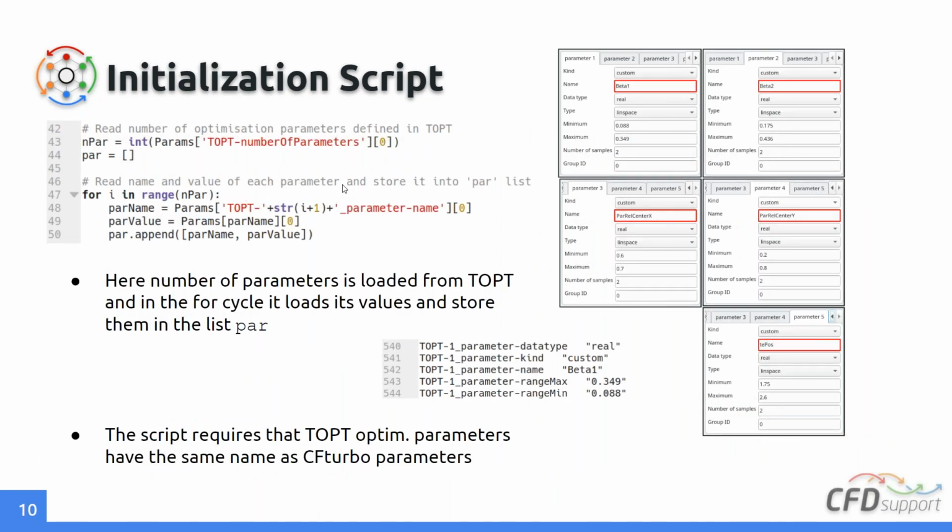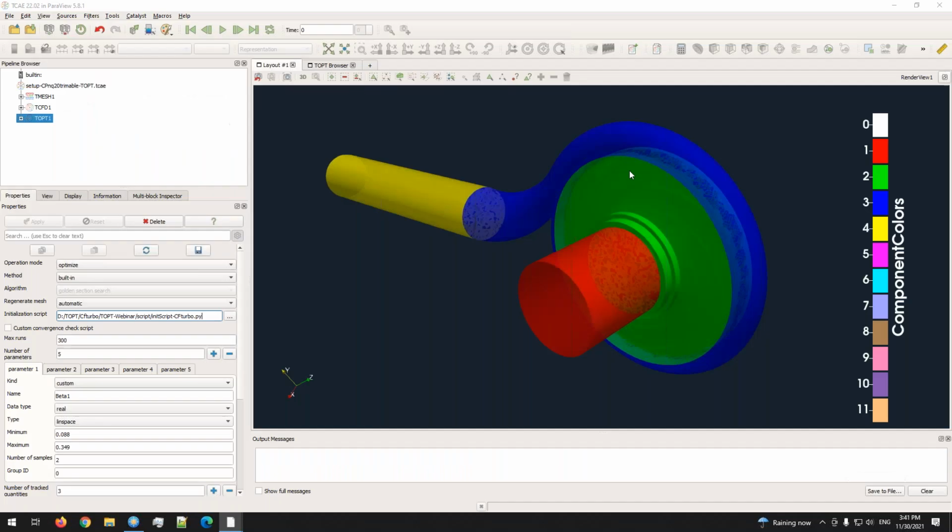All right, so here in this part we basically read the parameter names. This must be somehow synchronized with the CFturbo parameter names, and this name has to be defined in the TOpt. So I will show you.